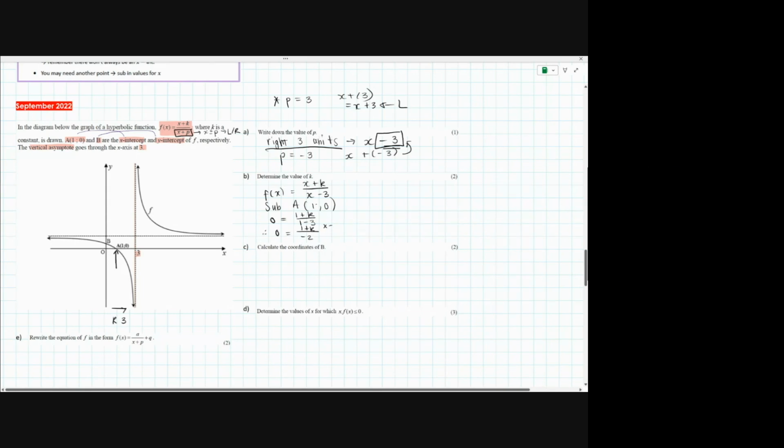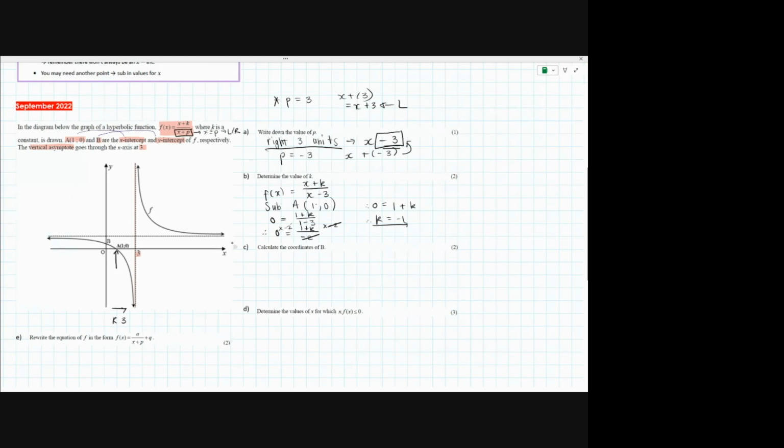If I divide both sides by negative 2, obviously 0 times negative 2 is still 0. And on the right-hand side, the negative 2s cancel. So I've got 0 is equal to 1 plus k. And that therefore means that k is equal to negative 1. So again, anytime you have one unknown in your equation that you need to solve for, sub in a point that you know is on your graph, and you can solve for that unknown.